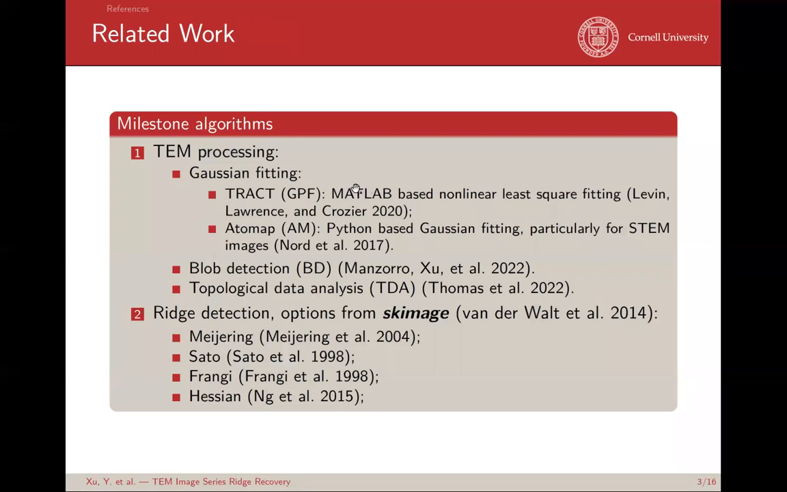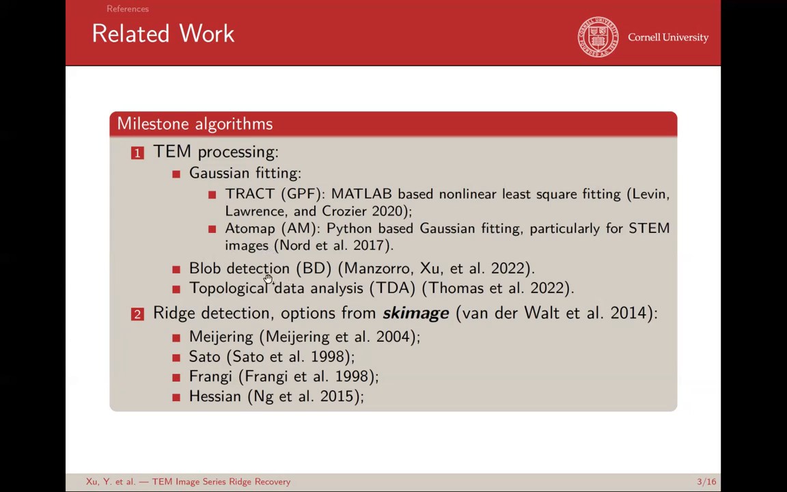Among TEM processing algorithms, Gaussian fitting methods are the most popular, but also the most restrictive concerning prior graphical assumptions. Examples include Tract from MATLAB and AtomMap from Python. In our earlier work, we introduced the classical blob detection algorithm to this specific field, and Andrew further developed a topological data analysis framework to handle this task. However, these algorithms still limit themselves to frame-by-frame object recognition, while here we propose a novel point of view to utilize the temporal correlatedness for analysis using ridge detection.